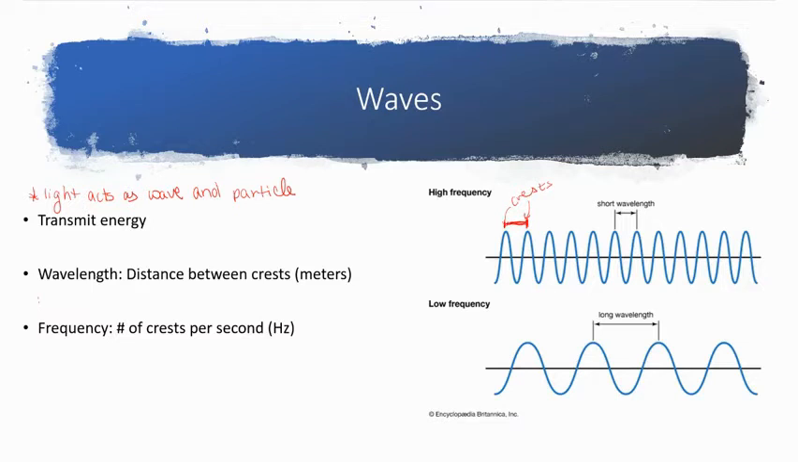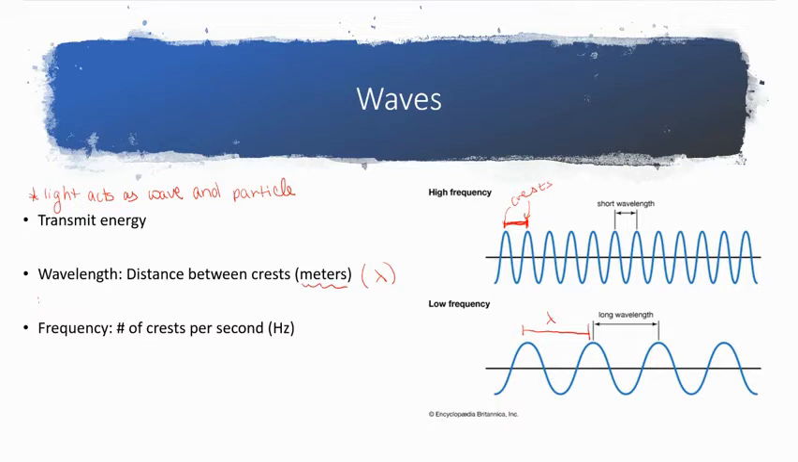Okay, we are going to represent that with the unit of meters, and we are going to use the Greek symbol lambda to represent wavelength. So whenever you see lambda, that's talking about wavelength and the distance from peak to peak. We can see in this first example, we have a short wavelength because those crests are very close to one another. But in our second example, we can see that we have a long wavelength because those peaks are very far apart from one another.